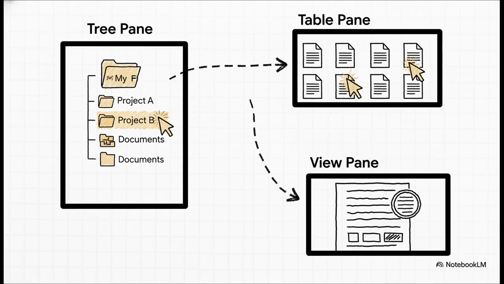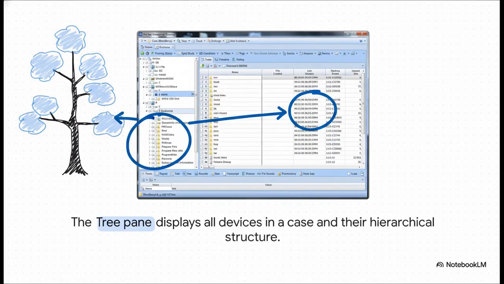You click a folder there, and the table pane in the middle shows you what's inside, all the individual files. Then, and here's the magic, you click one of those files in the table pane, and the view pane at the bottom shows you its actual raw contents. So let's actually walk through it.